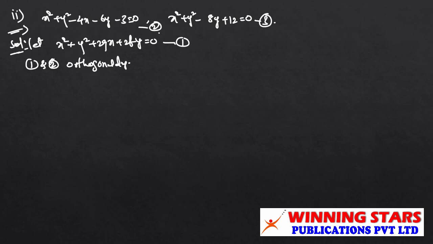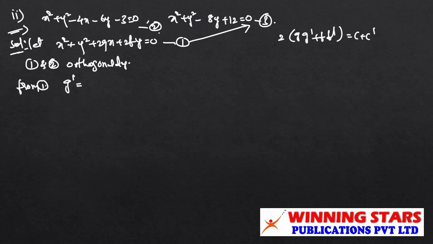So this is 1 and 2. After that we'll do 1 and 3. Here, from the orthogonality formula, 2gg' + 2ff' = c + c', no? So from this we'll get g' from 1.